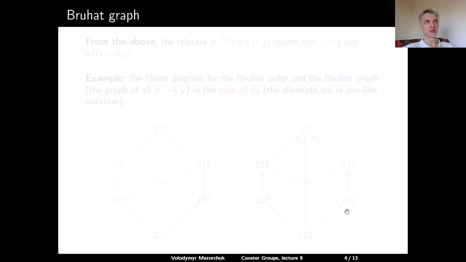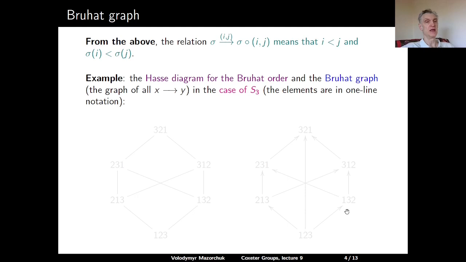This allows us to describe the Bruhat graph for the symmetric group. So using the above, we can say that the relation sigma → sigma after (i, j), which is marked by (i, j), means that i is smaller than j, and sigma(i) is smaller than sigma(j). So for example, here is the Hasse diagram for the Bruhat order and the Bruhat graph in the case of the group S3.